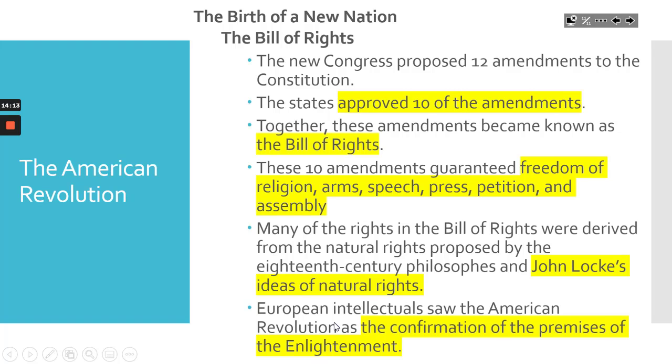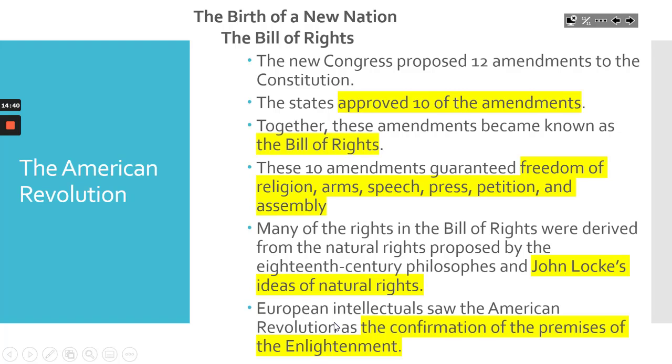Okay. And last but not least, how did European intellectuals see the American Revolution? They saw that as a confirmation of their ideas. They're saying, hey, look at what happened here. Look at what the American colonies did. We're right. They don't want a strong government. They don't want you to tell them what to do. They want to have freedom. They want to be able to say what they need to say, without having the government tell them what to do. So they saw that as a confirmation of their ideas, okay?